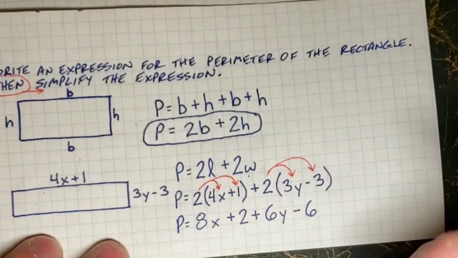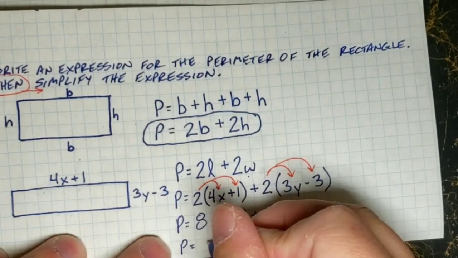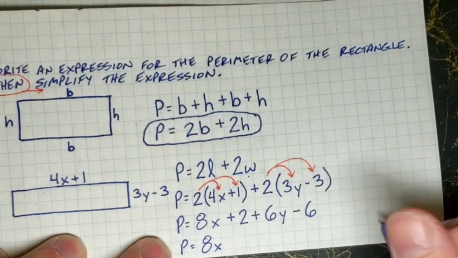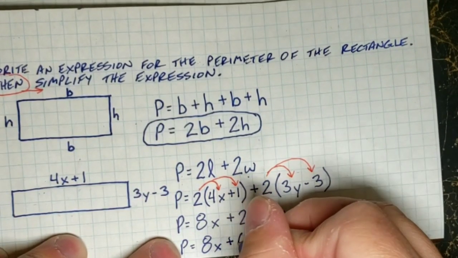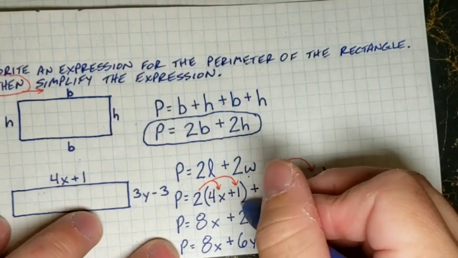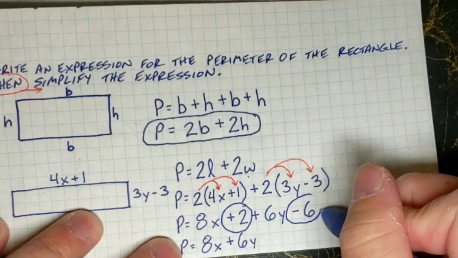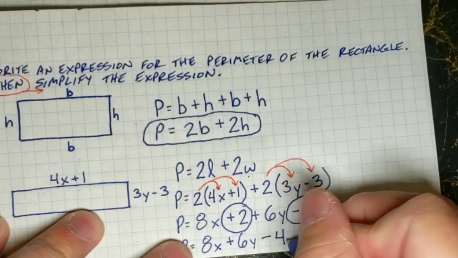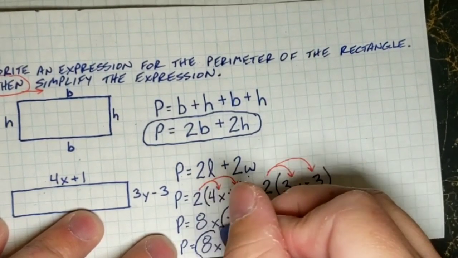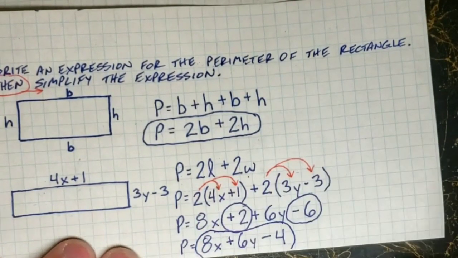All right, so will anything combine with the 8x? No. So bring down the 8x. Will anything combine with this positive 6y? No. So plus 6y. The only things that would combine would be this positive 2 and this negative 6. Positive 2 minus 6 would give you negative 4. So that is our answer, simplified, for the perimeter of this rectangle. All right, there you go.